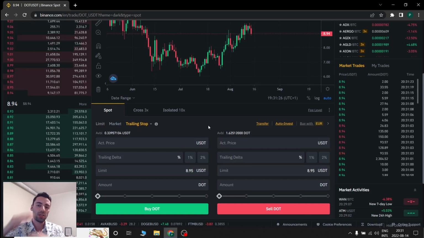For example, when the price goes high, the trailing delta or the stop limit also goes high with it.